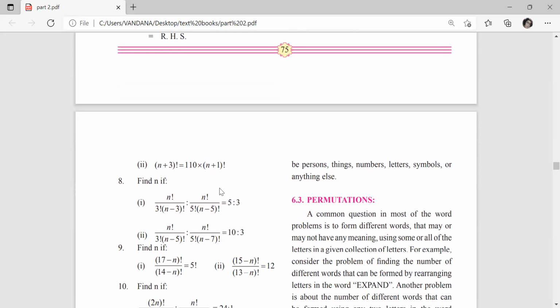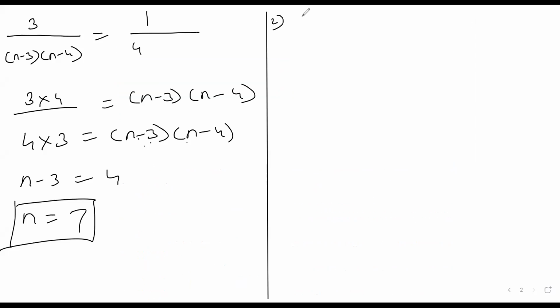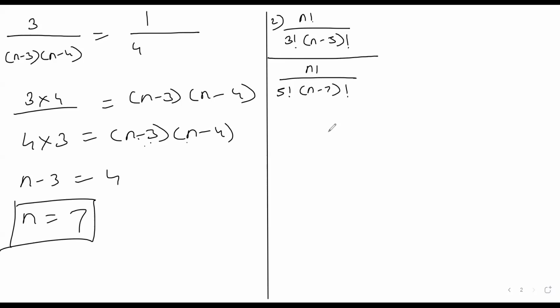N factorial upon 3 factorial, n minus 5 factorial, as to n factorial upon 5 factorial, n minus 7 factorial. Second is n factorial upon 3 factorial, n minus 5 factorial, whole thing upon n factorial upon 5 factorial, n minus 7 factorial is equal to 10 by 3. This and this will get cancelled.